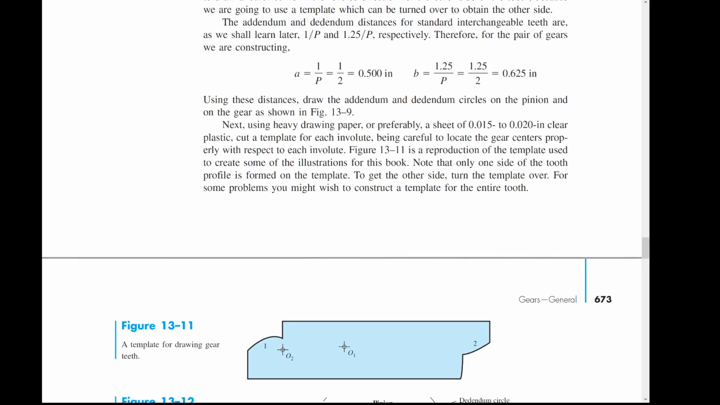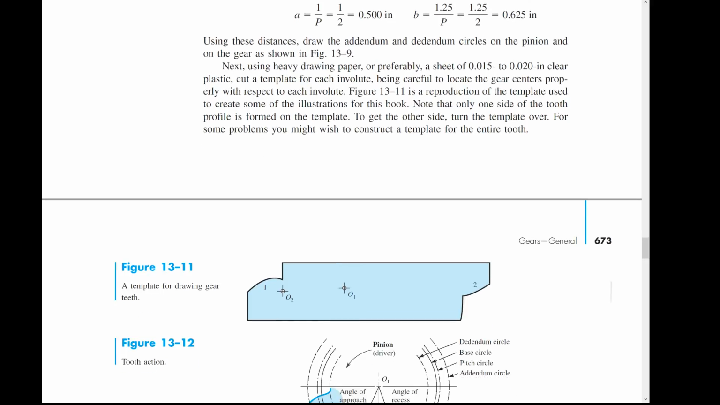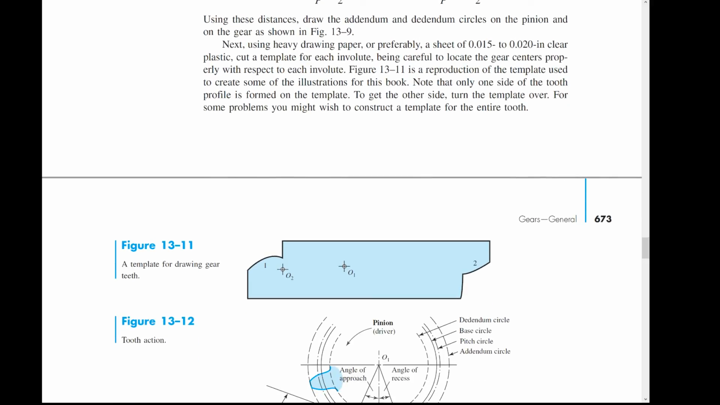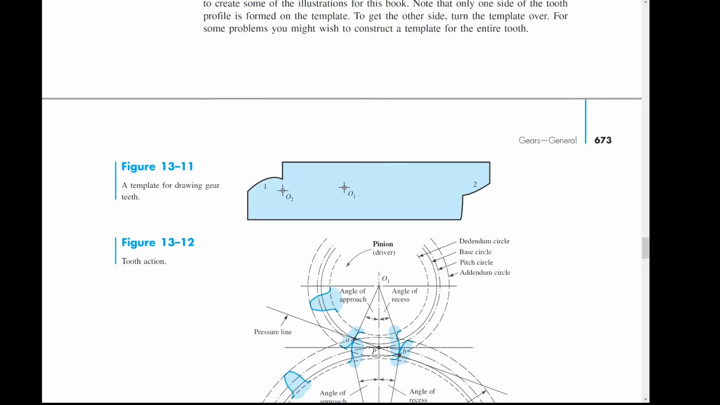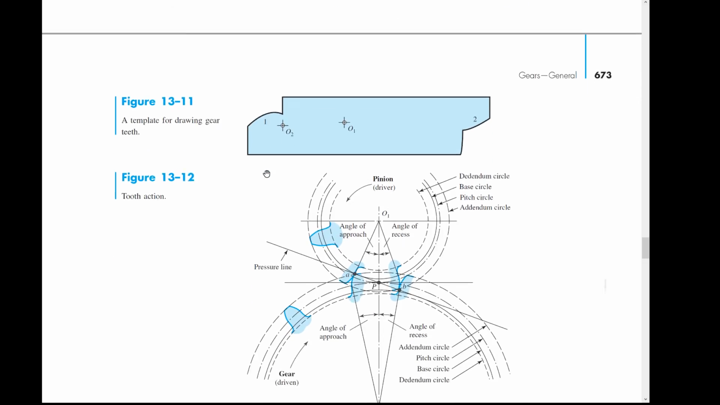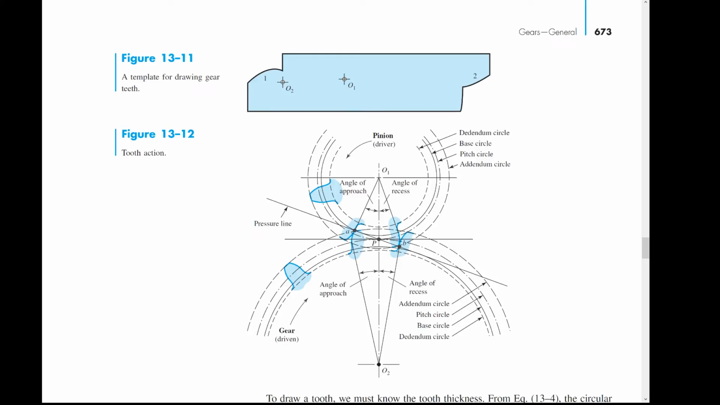Figure 13.11 is a reproduction of the template used to create some of the illustrations in this book. Note that only one side of the tooth profile is formed on the template. Yeah, because we mentioned that. You can flip it to get the other side. Turn the template over. For some problems, you might wish to construct a template for the entire tooth. Yeah, I would. That makes sense, right? That would be a better template, don't you think? I think so. Anyways, figure 13.11, template for drawing a gear.